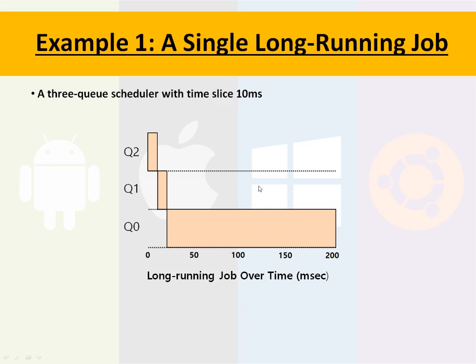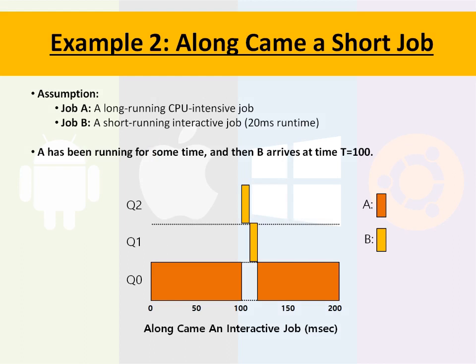Cool. So now what happens if during this process along comes a shorter job? So here is a case of that. We have an assumption where job A is a long-running CPU intensive job, and that's this quite dark orange color, and job B is a short-running interactive job with 20 millisecond runtime. By interactive, it means that it does input-output requests. So A has been running for some time, and then B arrives at time equals 100 milliseconds. So we can see that A has been running a long time.